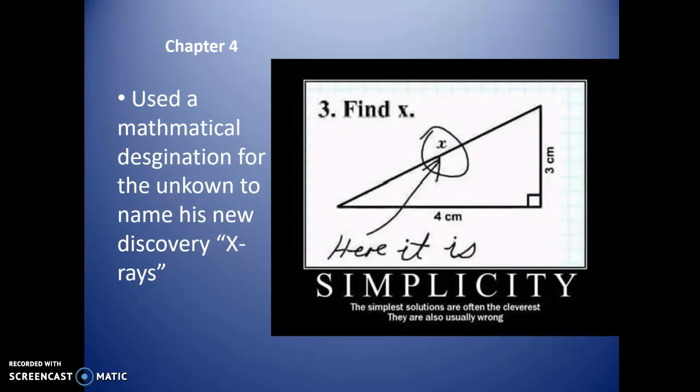These are mathematical designations for the unknown to name his new discovery X-rays. So X has always been kind of the unknown. So X-rays, he didn't know quite what he was dealing with then, so he just named it that.